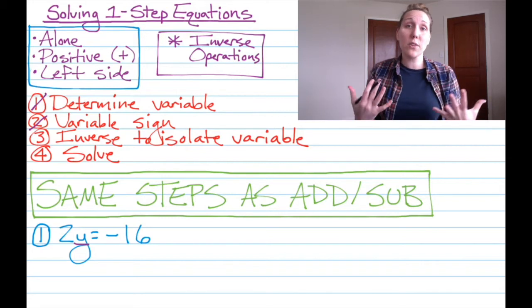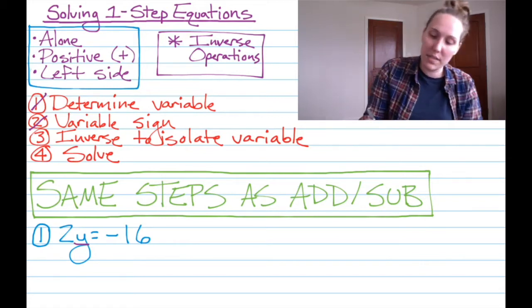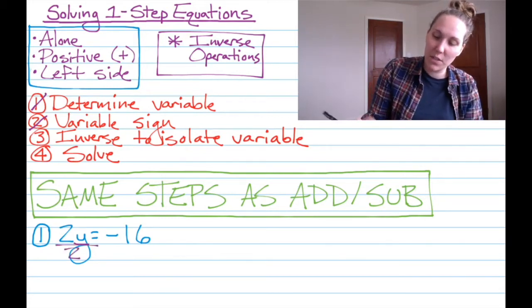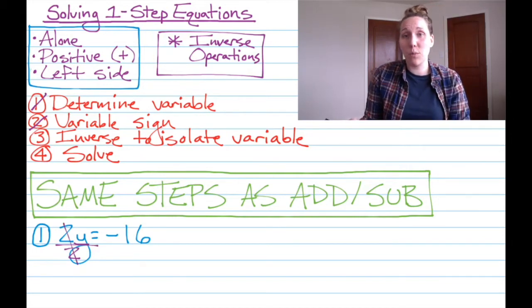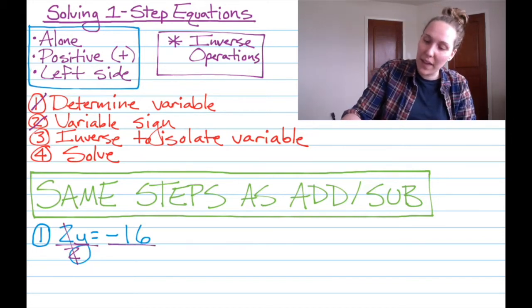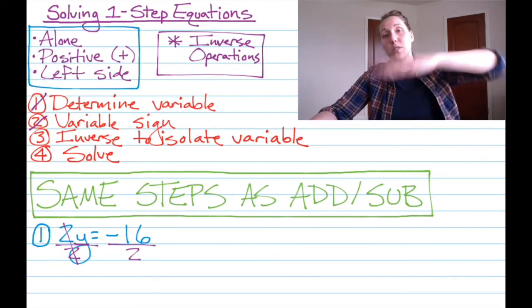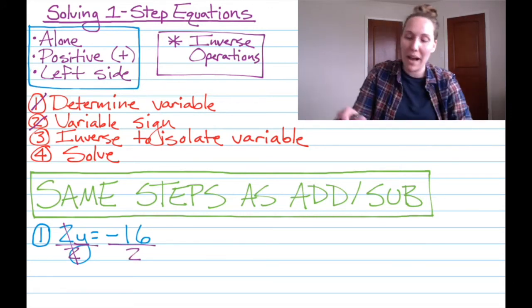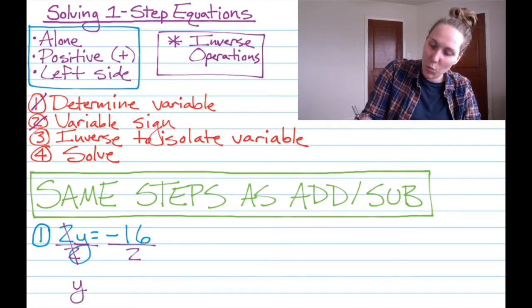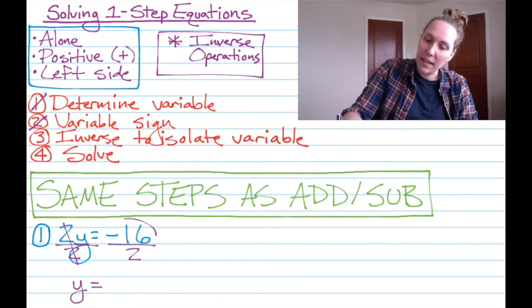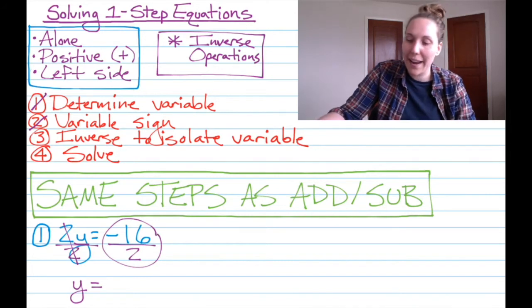So I need to do the inverse of that. What's the opposite of 2 times y? That would be division. So if I do divided by 2, that will cancel. If I do divided by 2 on that side, I also have to do divided by 2 on that side to keep my equation balanced. These will cancel, and that will leave me with just y on this side. Negative 16 divided by 2.